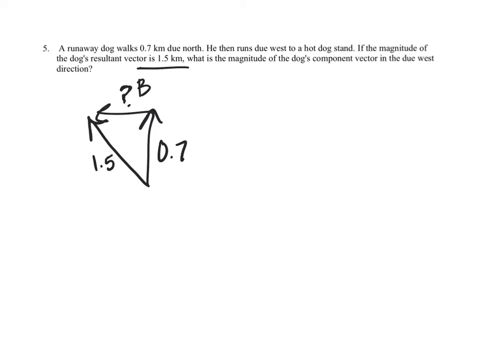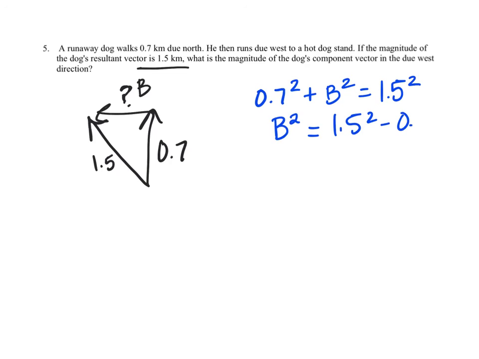So we're going to call this B since we use A, B, and C in Pythagorean theorem. So for Pythagorean theorem, we're going to plug in 0.7 for A, and that's going to be squared plus B squared equals your resultant vector squared, or hypotenuse, is 1.5 squared. Now we want to rearrange this to get B by itself, so we're going to bring over the 0.7 squared to the other side. So it'd be 1.5 squared minus 0.7 squared.